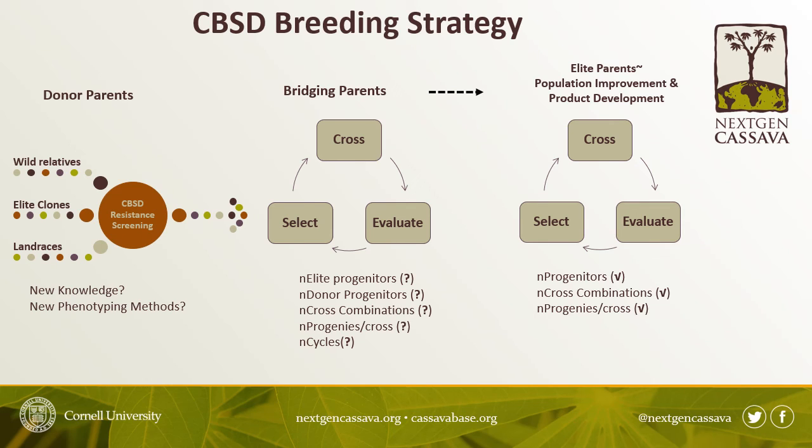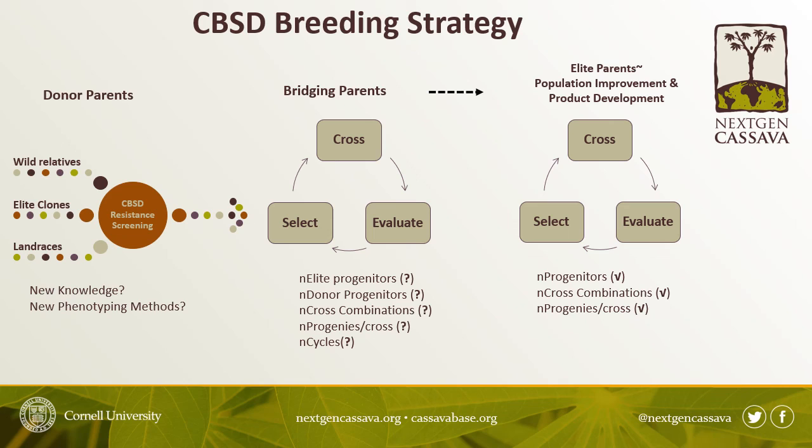Of course, once these answers are sorted, it qualifies those individuals to go for crossing into the mainstream cyclic population improvement, where I think we have some good understanding of how many progenitors we can use, how many cross combinations, and then progenies. So in a nutshell, for this breeding strategy we are shifting from donor parents, going through bridging, and then making them go through the cyclic population improvement.